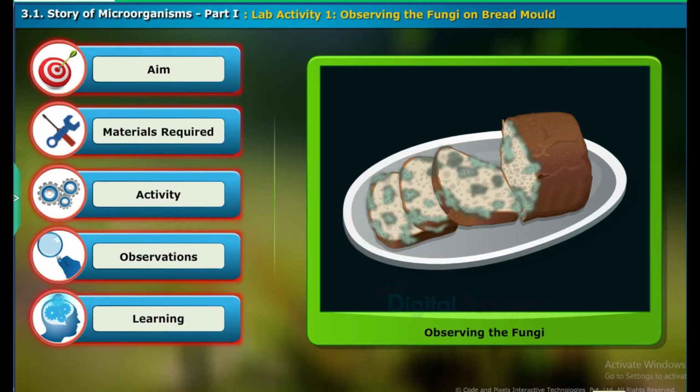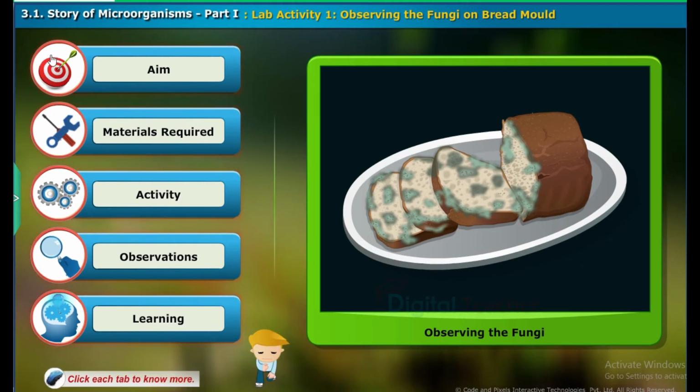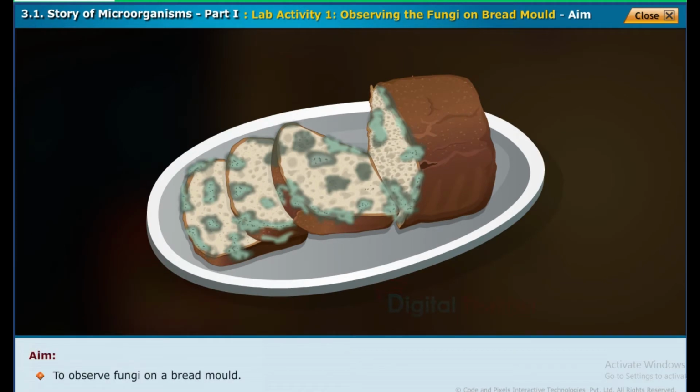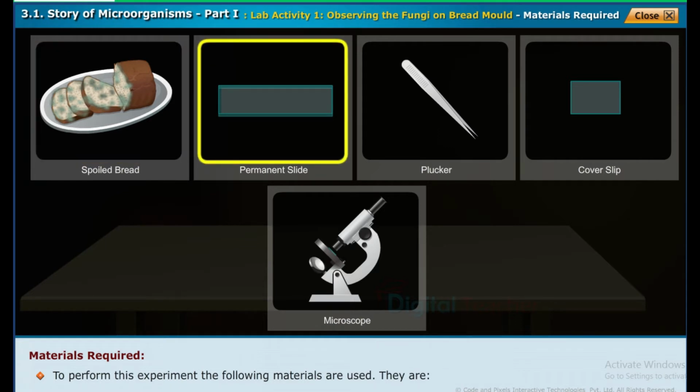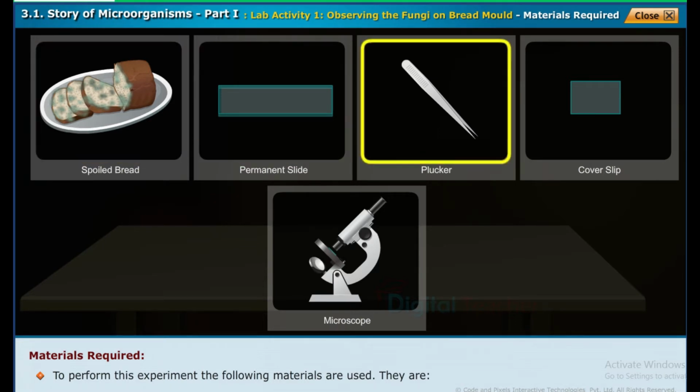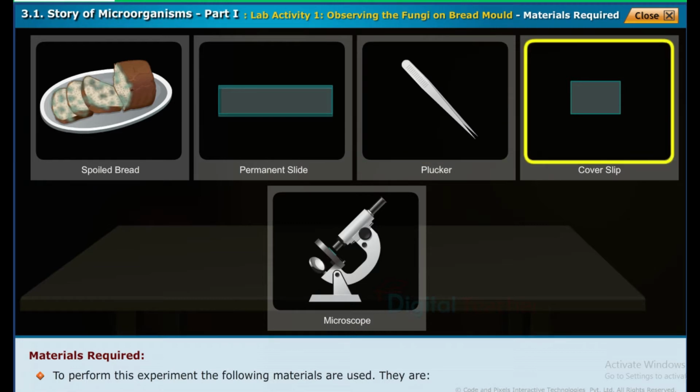Let us observe the fungi on bread mould by doing an activity. To observe fungi on a bread mould. To perform this experiment, the following materials are used. They are spoiled bread, permanent slide, plucker, cover slip, and microscope.